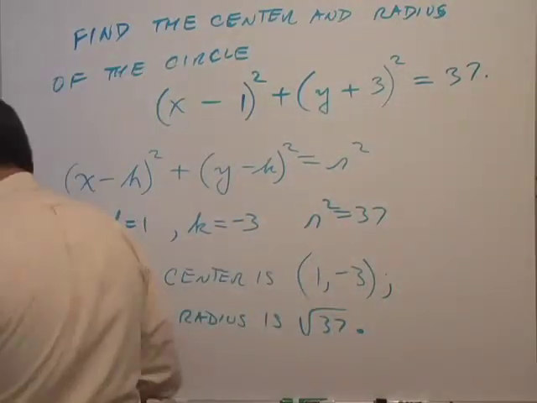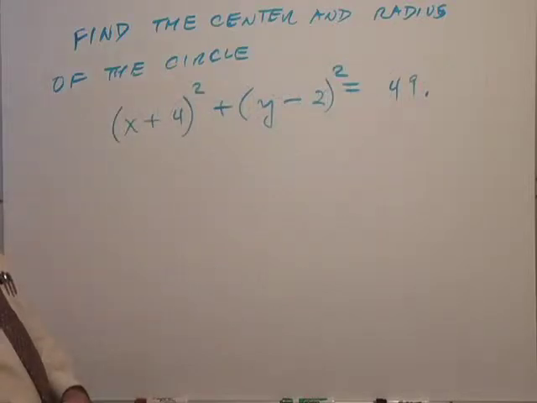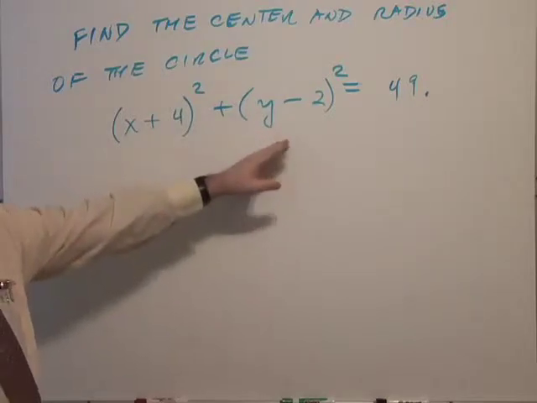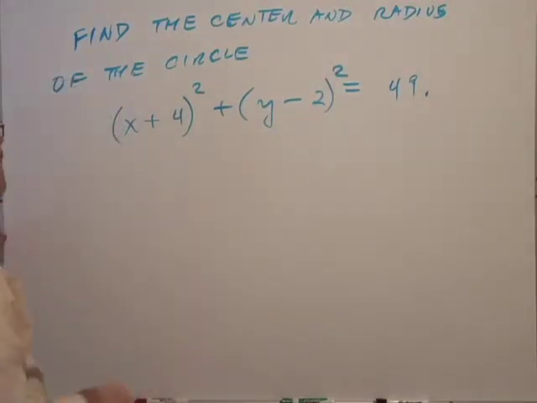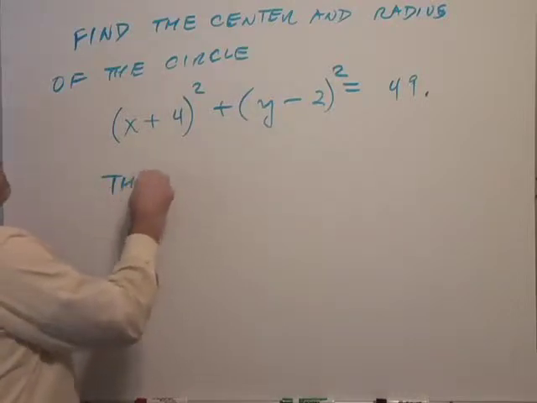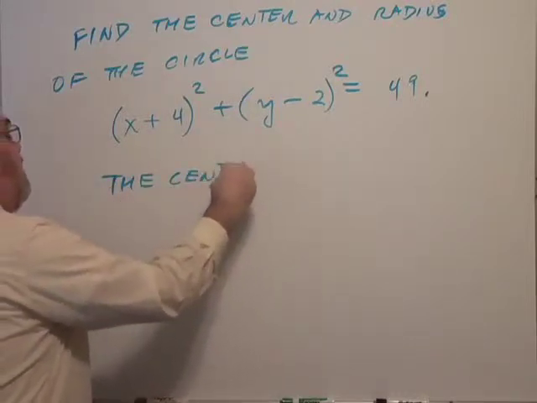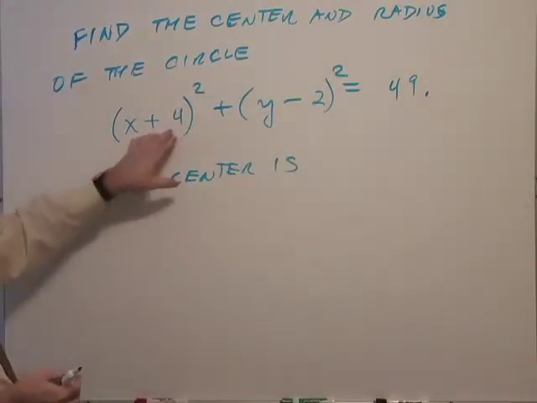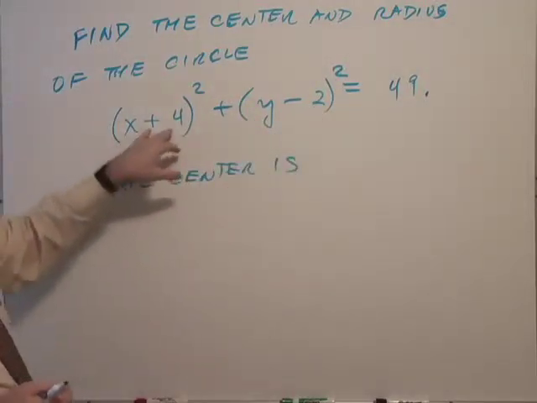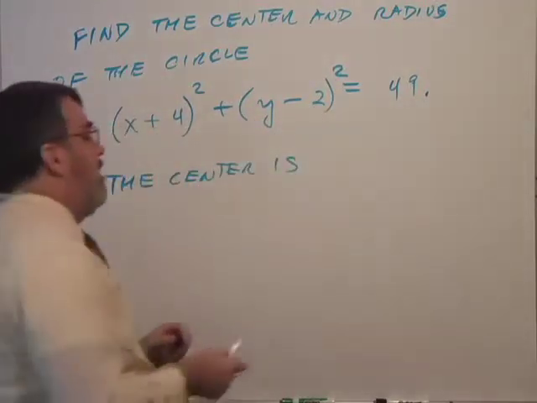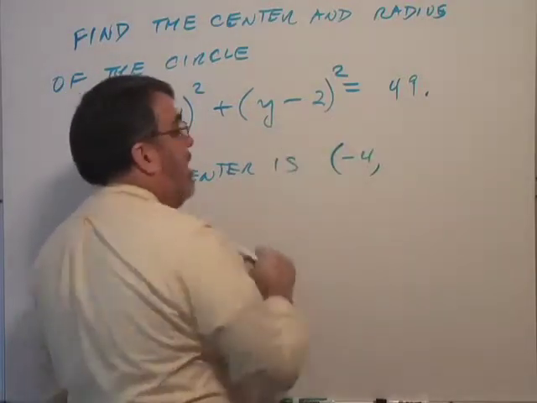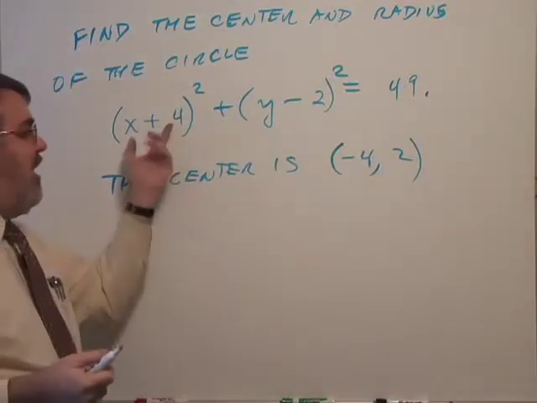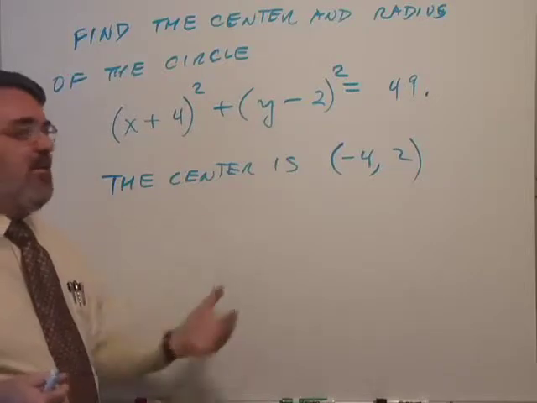Let me do one more of these. The center and radius of the circle (x + 4)² + (y - 2)² = 49. So the center is what? Well, after you do a few of these, you'll really start recognizing that the center is the opposite number here. It's x minus negative 4. Negative 4 is the x coordinate. And y minus 2, positive 2, is the y coordinate. So in practice, the opposite numbers are where you get the center coordinates.